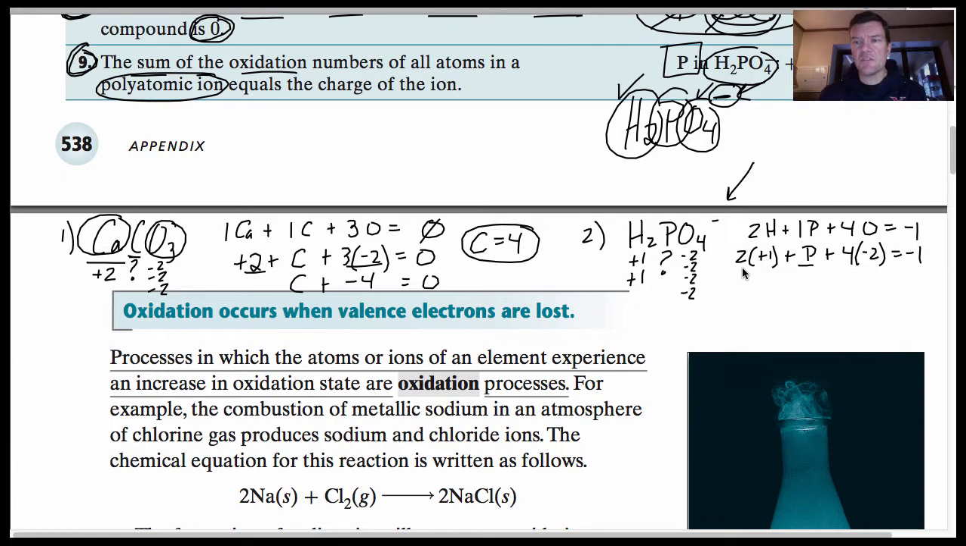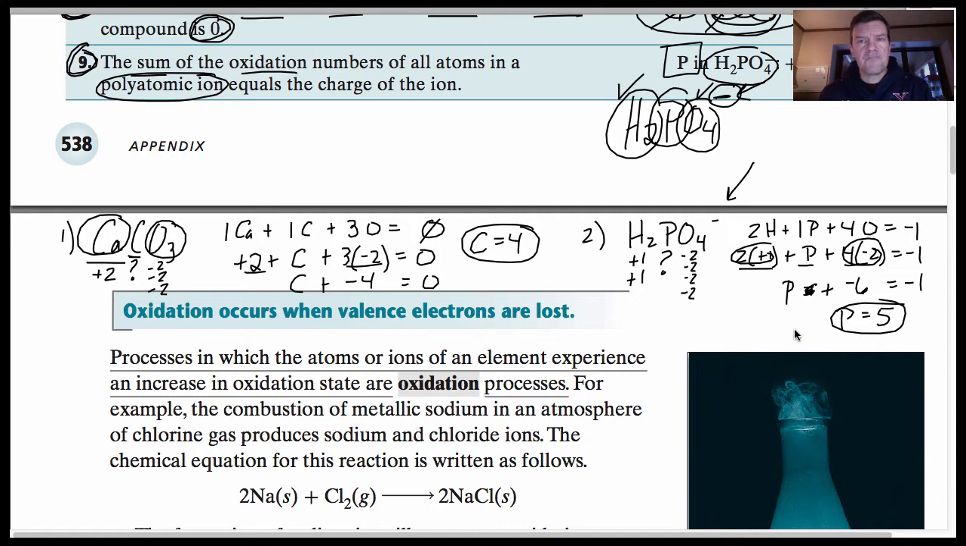Okay, so this is 2, -8. Oops, sorry. This is a plus, and this is going to be -8 plus 2 gives me -6. I add 6 to the other side, and I end up getting the oxidation number of phosphorus is 5.